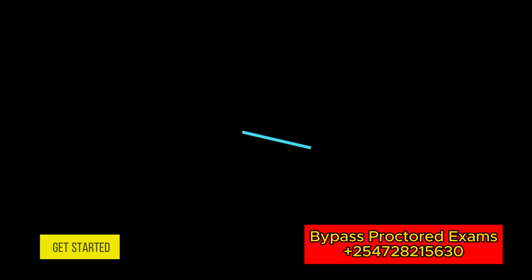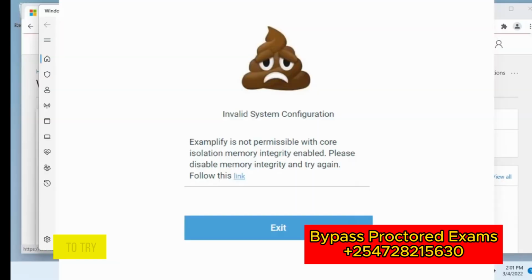So let's get started. In this video, we're going to try to address the issue that comes up from time to time with Windows 10 and 11 exam takers when you are installing Examplify either for the first time or trying to update the current Examplify. The error that may come up is invalid system configuration. Examplify is not permissible with core isolation memory integrity enabled.